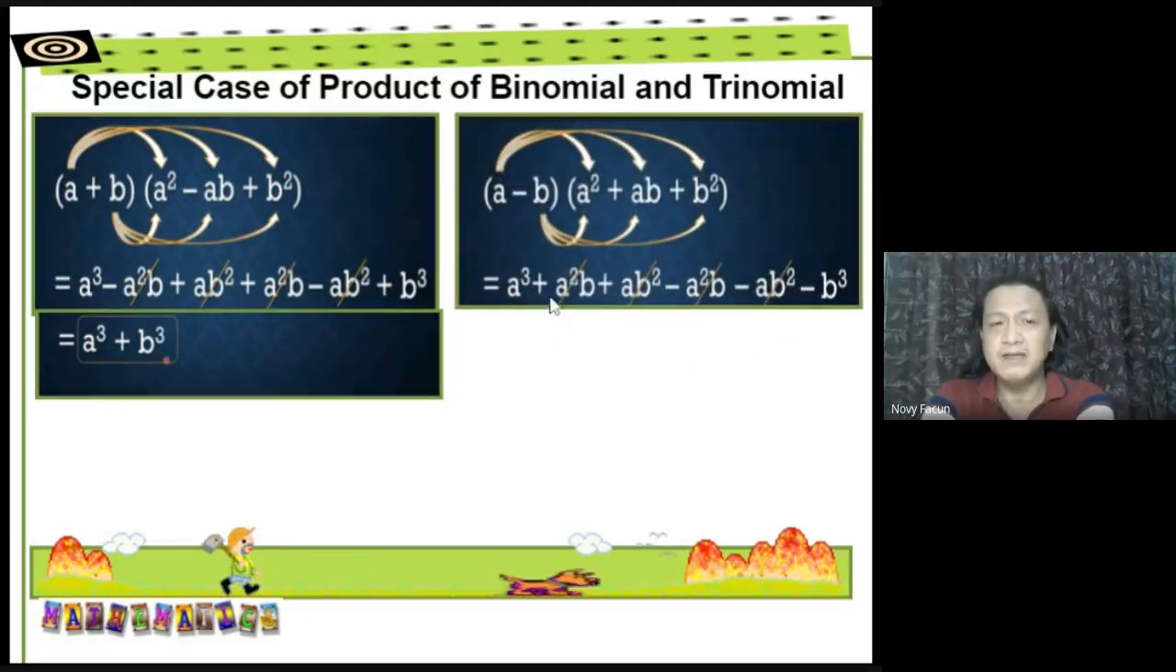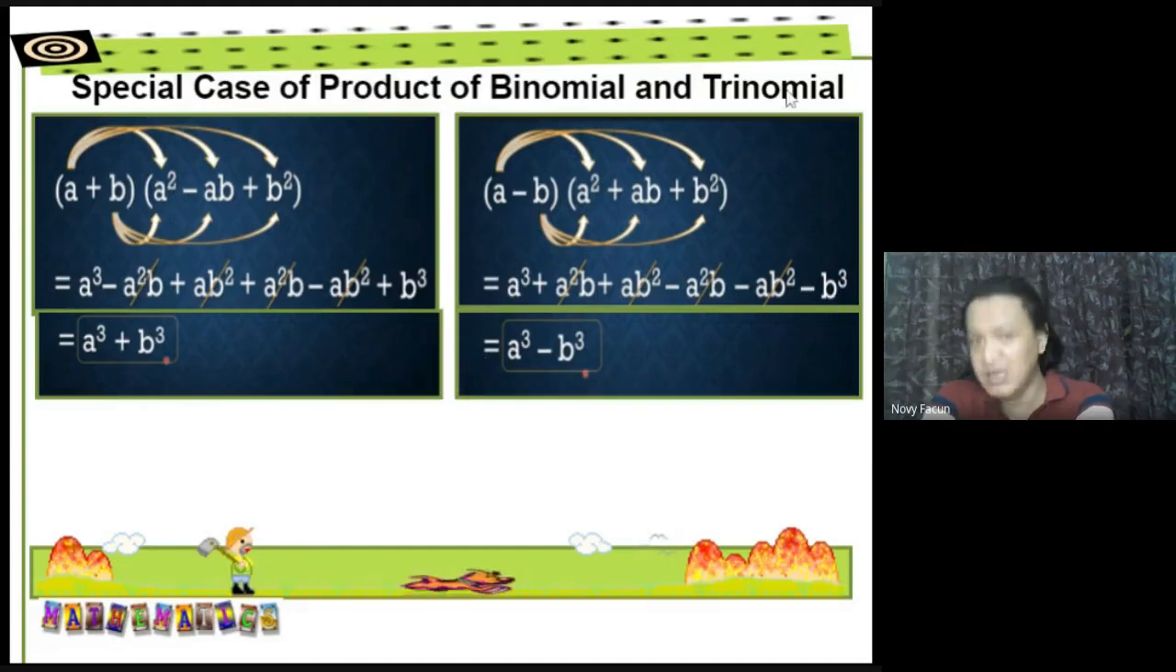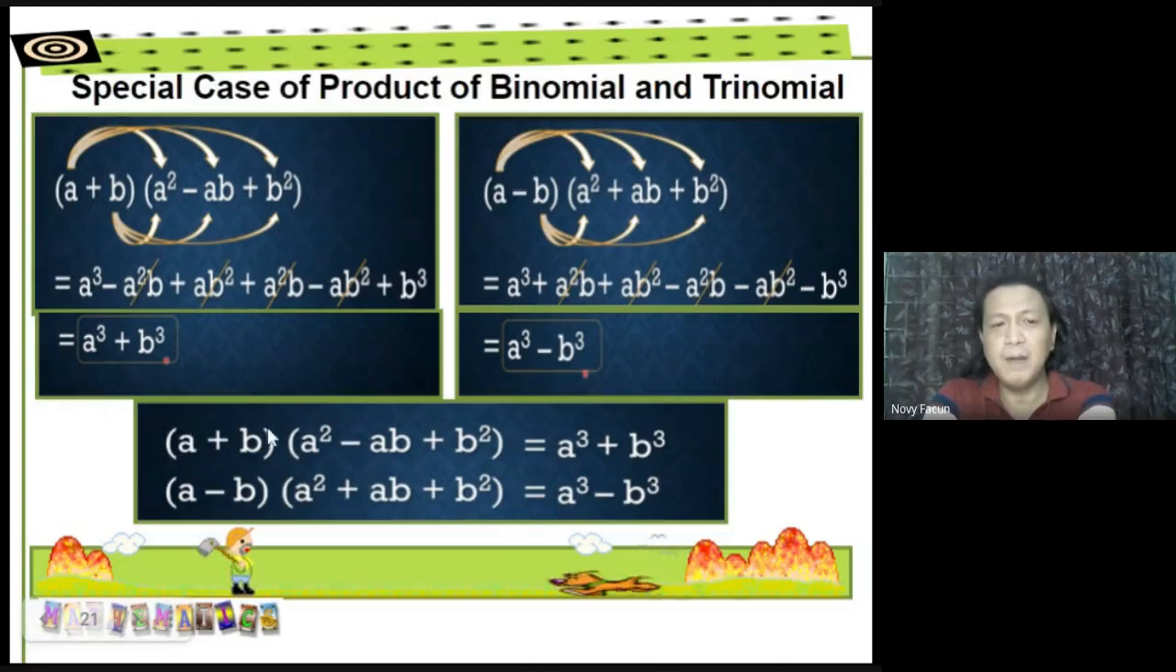Kaya A cube plus A square B plus AB square minus A square B minus AB square minus B cube. Then cancel out yung mga similar terms. That will become 0. So matitira dyan si A cube tsaka si negative B cube. Kaya yan yung formula natin. Dito siya na-derive. And with that, so kaya meron tayong formula. Kapag ang given natin ay A plus B times A square minus AB plus B square is equal to, ang kukunin mo lang dyan, napakadali. I-cube mo lang yung first term tsaka yung second term mo.